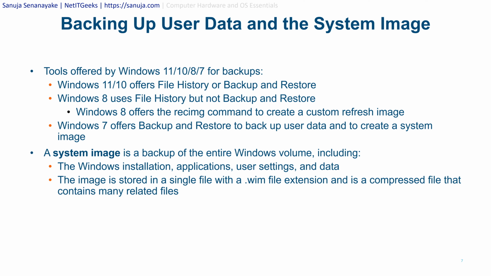Windows 7 offers Backup and Restore to back up user data and to create a system image. A system image is a backup of the entire Windows volume, including the Windows installation, applications, user settings, data, drivers, etc. The image is stored in a single file with a .wim file extension and is a compressed file that contains many related files such as the drivers, as I mentioned before.